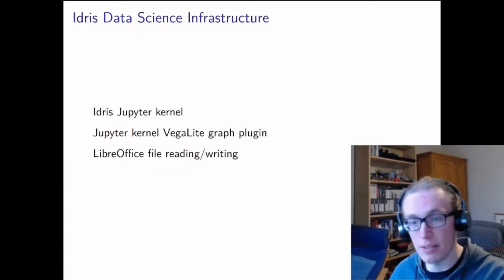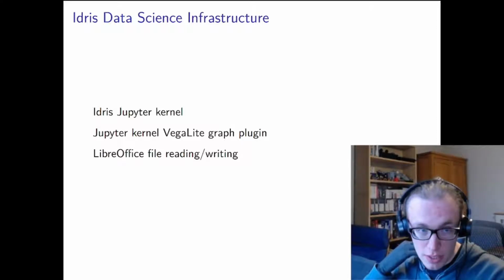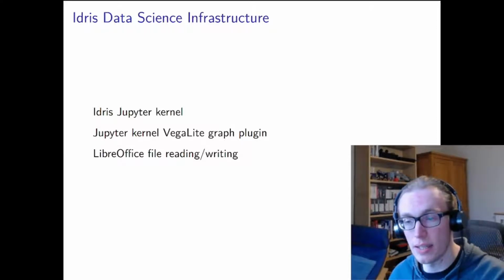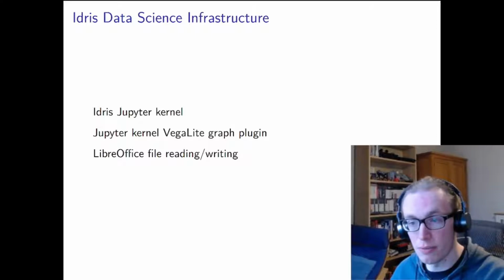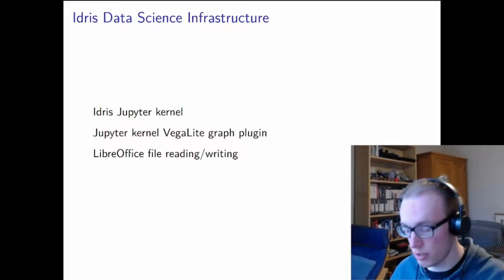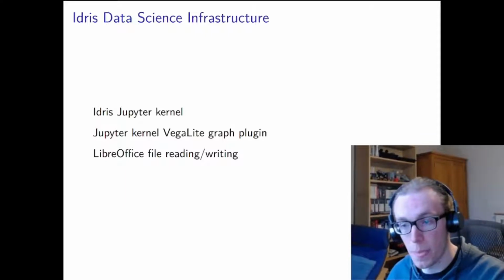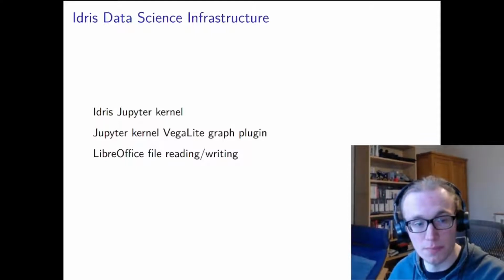So the way we've decided to go about this was 3 main points. We're going to create a Jupyter kernel for Idris, and the reason we're doing that is so that the presentation will be in Jupyter kernels. We're going to create a Vega Lite plugin for the Jupyter kernel. Now, for those of you who don't know, Vega Lite is a graphing DSL. So we're going to be using that to make it very pretty. And then we're also going to be having some sort of I/O with LibreOffice files so that we can read our spreadsheets and that we can write our completed text documents back afterwards.